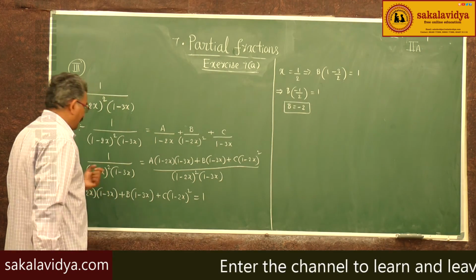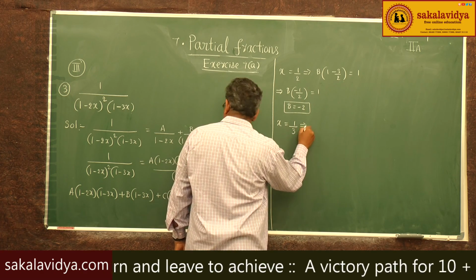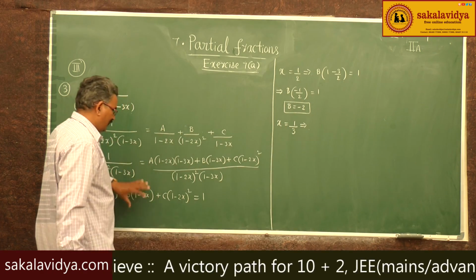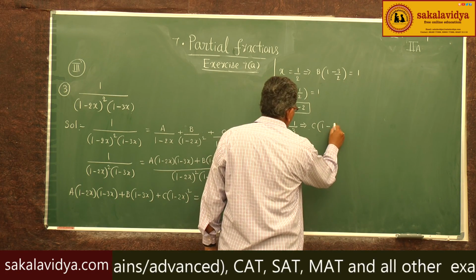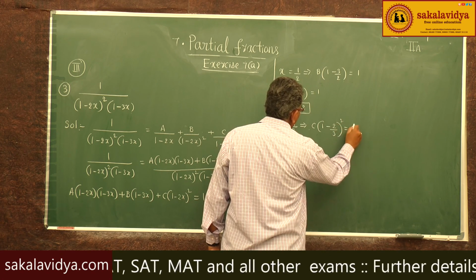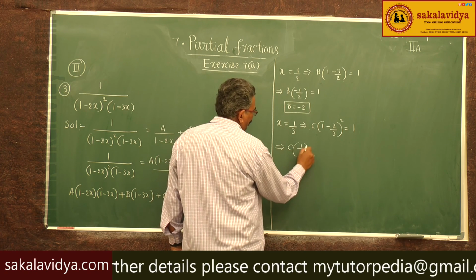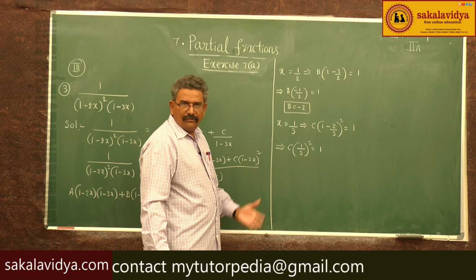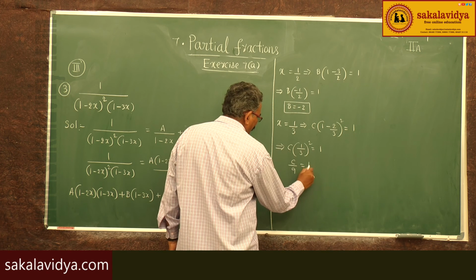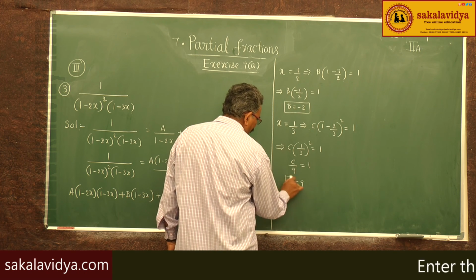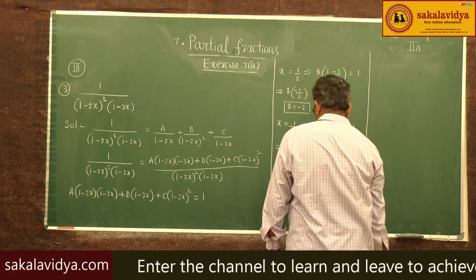So, now let us go for 1 minus 3x. So, put x is equal to 1 by 3. So, now this becomes 0, this becomes 0. C of (1 minus 2 by 3) whole square equals 1. So, that implies c of (1 by 3) whole square equals 1. 1 by 3 whole square is 1 by 9. So, c by 9 is equal to 1, c equals 9. Now, we have to find out next a value.